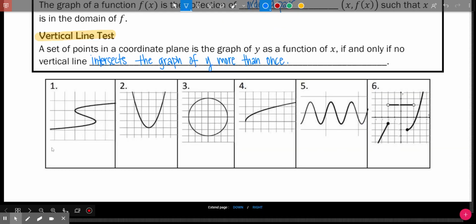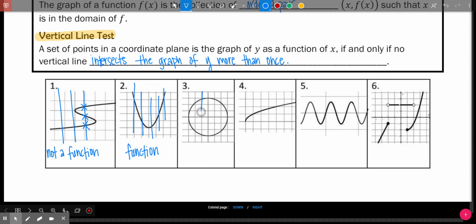In these examples, when you draw a vertical line through the graph, if it intersects the graph more than one time anywhere, then it is not a function. If when you draw a vertical line, it doesn't intersect the graph more than one time, then it is a function.